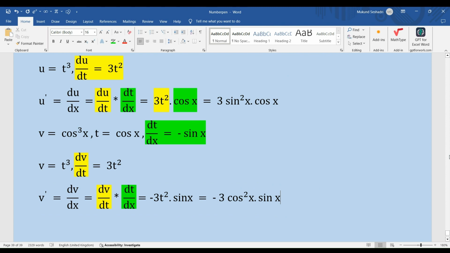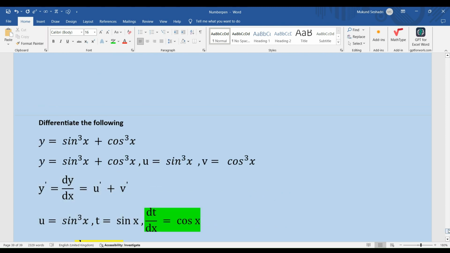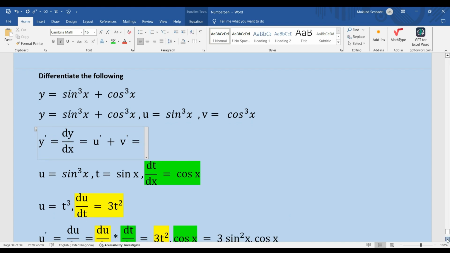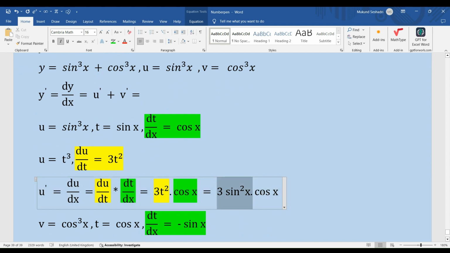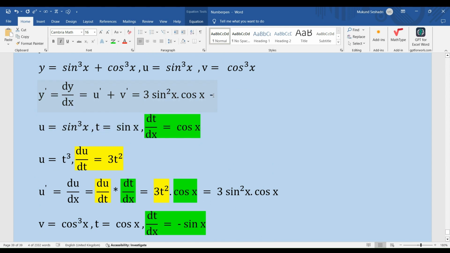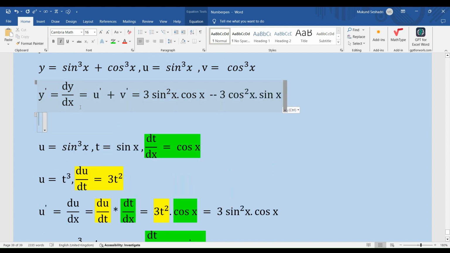So I'm going to go back to the original step where we established what will be our y dashed in terms of u dashed and v dashed, and I'm going to put back u dashed and v dashed into this particular equation. So my u dashed is 3 sine square x cos x, and then my v dashed is minus 3 cos square x sine x, right? So there we are. So I have my y dashed as 3 sine square x cos x minus 3 cos square x sine x, right?